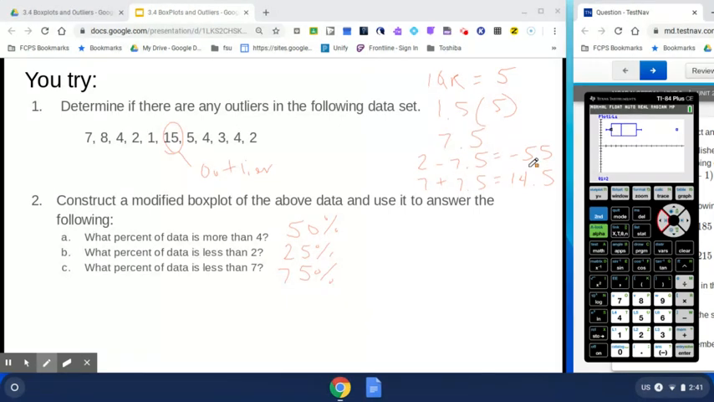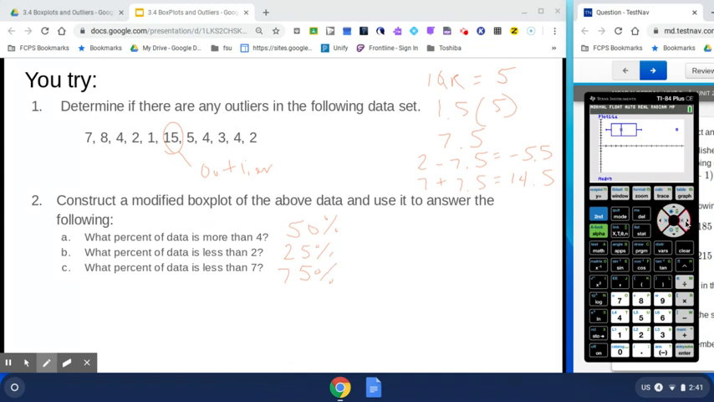So our range of values is negative 5.5 to 14.5. The only data value that is outside of that range, and just barely, is the 15. So the 15 is considered an outlier. I used the modified box plot on the calculator to construct this graph, and then I answered the questions based off of that. So what percent of data is more than 4?